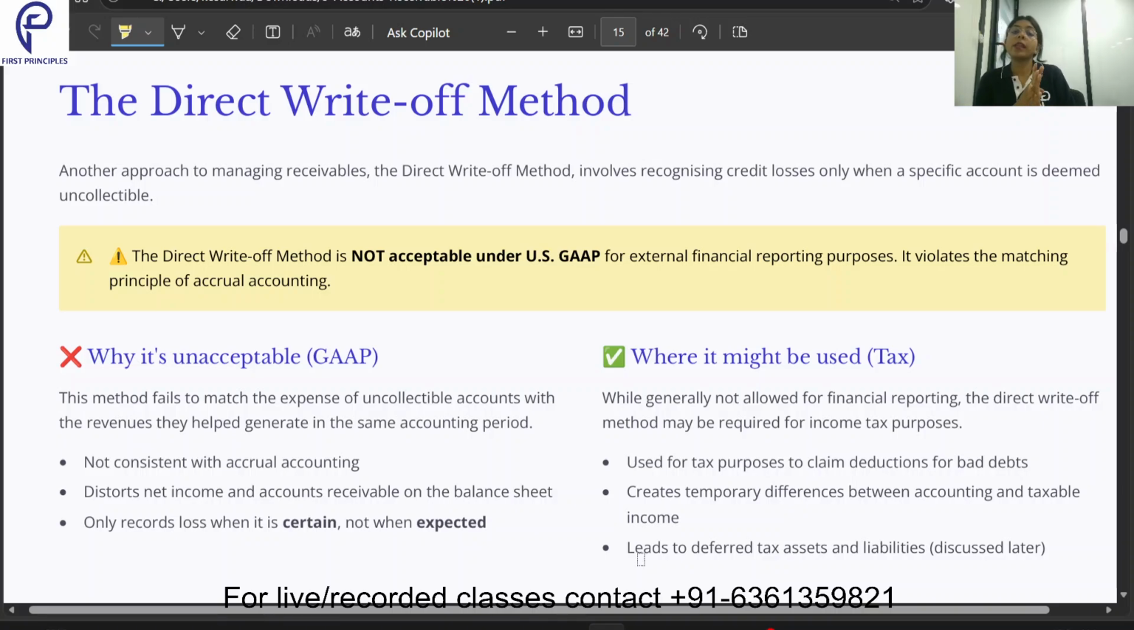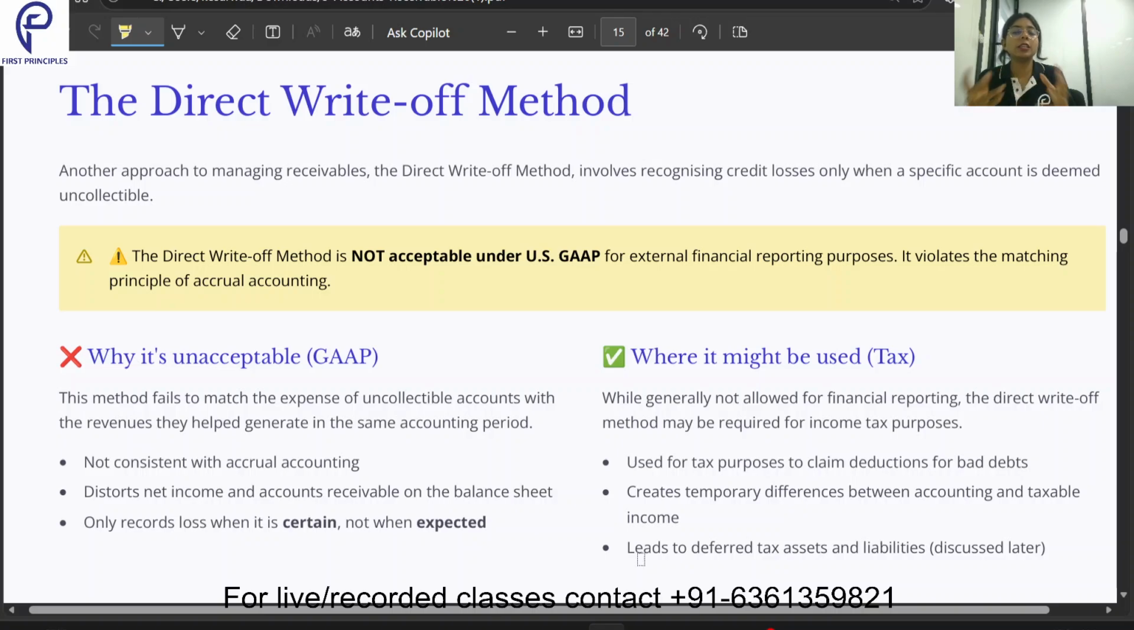As we know, in accounting we follow the matching principle concept. That means in which period we are recording the revenue, in the same period we should record the expenses related to that revenue. Now suppose I'll take one example. Suppose in year one a customer came and bought goods worth rupees 1 lakh from me, and I am not making any allowance for credit loss for that particular customer.